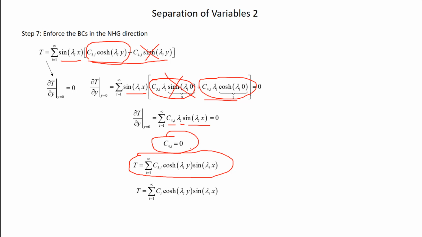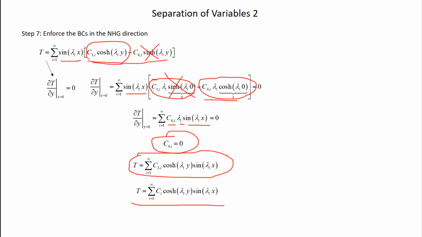At this point, we started with 4 undetermined constants for every eigenvalue: a C1i, a C2i, a C3i, and a C4i. We have either absorbed them or gotten rid of them, so all I'm left with now is C3i. It's not that important that we keep track of the fact that this is the third of the undetermined constants. We can just call this Ci. So that's what I've done here. This is Ci.